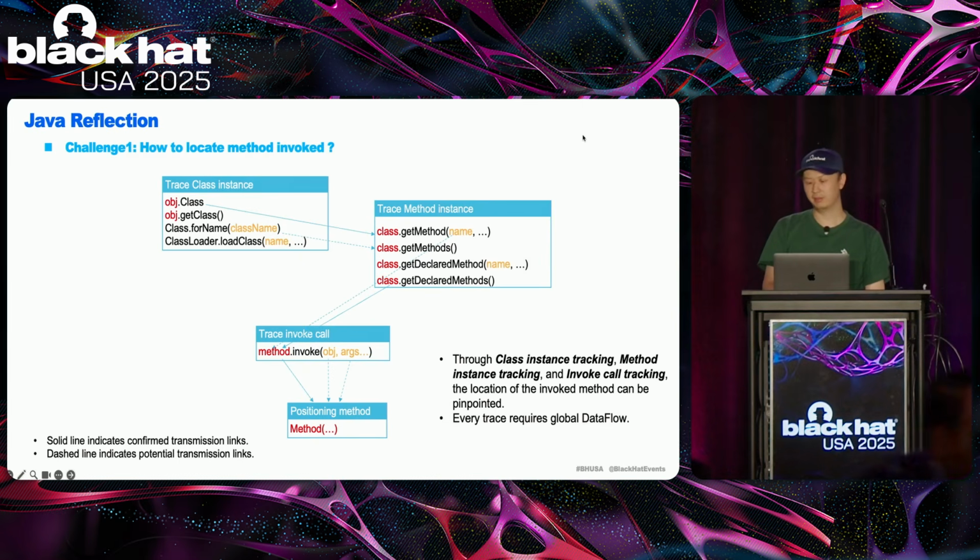For challenge 1, there are 2 solutions. One approach is to track the method instance, as illustrated in this diagram. The other is to determine the method based on the number and types of parameters in the invoke method. We have implemented both methods. And note that this tracking requires global data flow analysis.